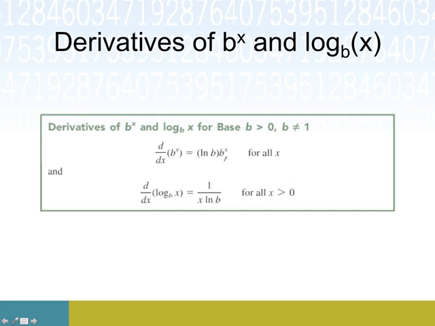Just to note the special cases here, if we had e to the x, then this result still holds. It would be natural log of e times e to the x. But natural log of e is just 1. So this doesn't actually disagree with the numbers we came up with before.